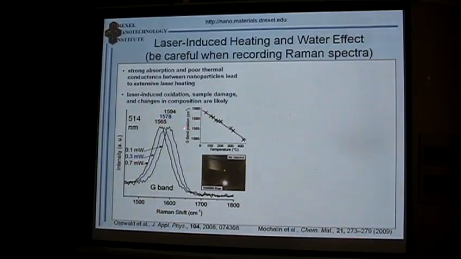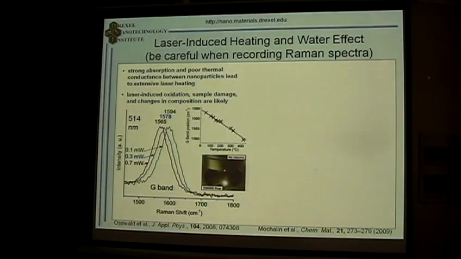What you see here is a plot of G-band position as a function of temperature. If you see a shift from 1594, for this particular sample of tubes, to 1578, it means that you are already at 450 degrees C. Do you remember what I told you? At this temperature you already start oxidizing amorphous carbon. If you are at 1565, you are close to 1000 degrees C, so it means you simply burn all the carbon that is in the sample.